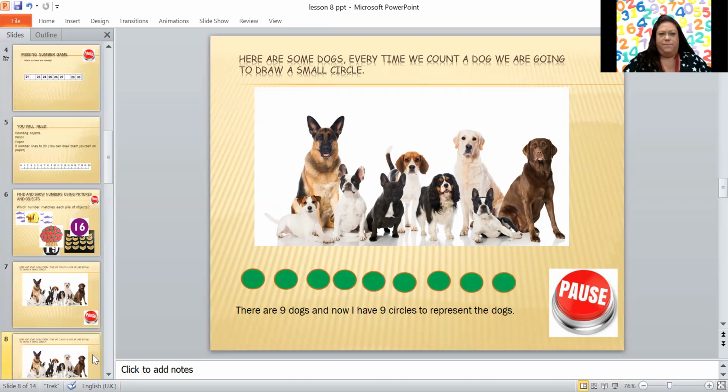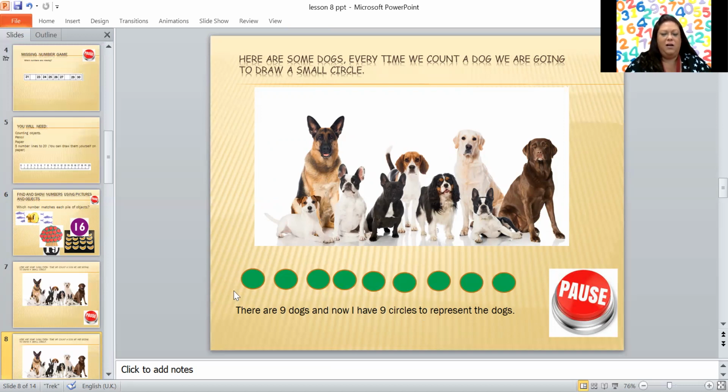Did you do it? So here we go. Here is the circle for this dog. Here is a circle for this dog. Here's the one for this one, and the one for that one. And there's the one for that one. There is one circle for every dog.